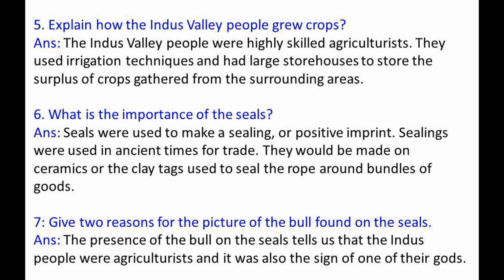Question 7. Give two reasons for the picture of the bull found on the seals. Answer. The presence of the bull on the seals tells us that the Indus people were agriculturists, and it was also the sign of one of their gods.